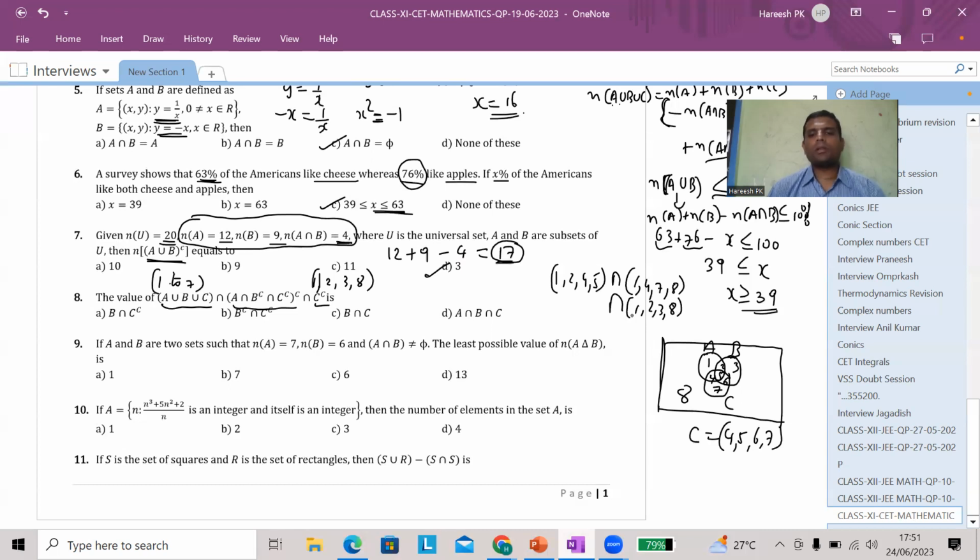Now what is common between all the three? 1 is common. 2 is not common. 4 is not common. 5 is not common. So A intersection B complement intersection C complement is simply 1. Now what are we doing? We are taking the complement of that. So when you take the complement of 1, it means all things except 1. That means 2 up to 8.